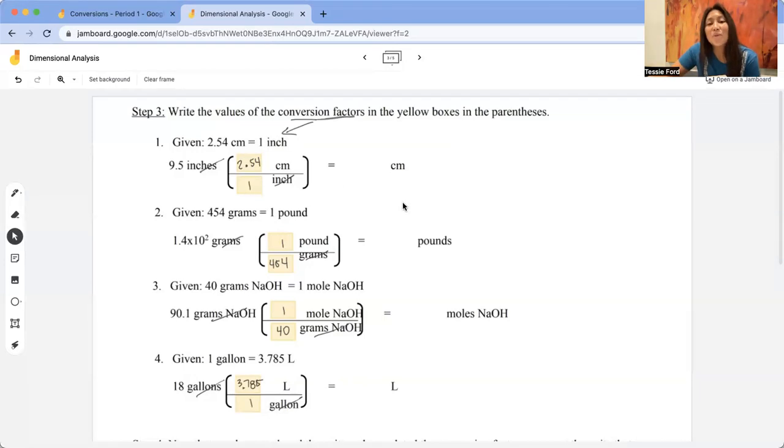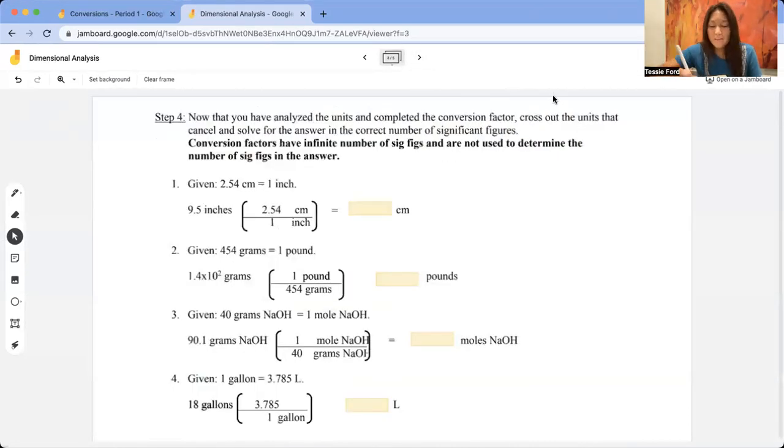Almost done. Step 3. Finally, last step is to do math and solve. You can definitely use your calculator. I would, because I can't do this in my head either. So, okay, again, I'll go ahead and cancel because that's the magic of it. So inches, since they're across from each other, cancel, cancel. Grams, cancel, cancel. Grams, cancel. And then you get left with the unit that you want.